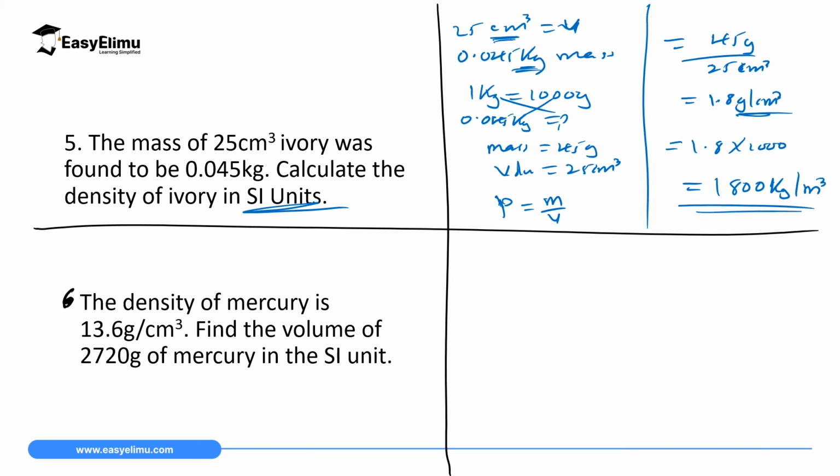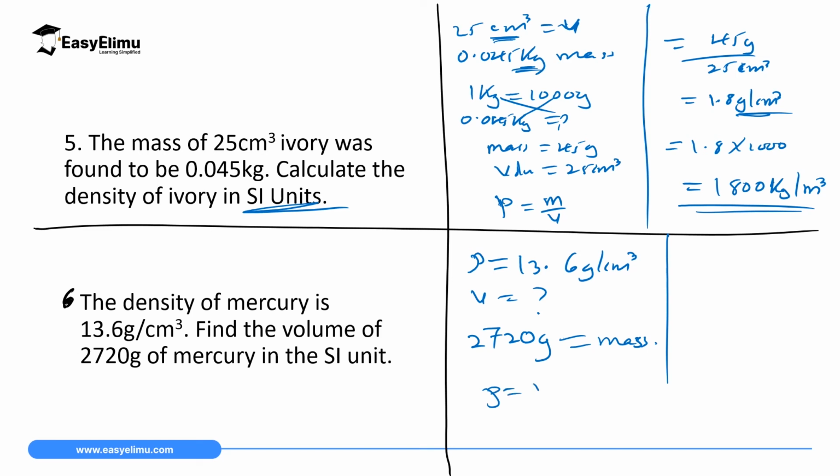Then the next question is the density of mercury. You have to write down what you have: density is 13.6 grams per cubic centimeter. Then find the volume of 2720 grams of the mercury. So this is the mass. We have the mass, and then from density is equal to mass over volume, we have the mass, we have the density, we are looking for volume.